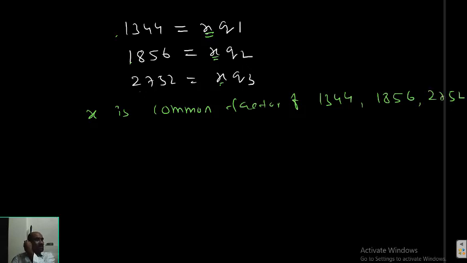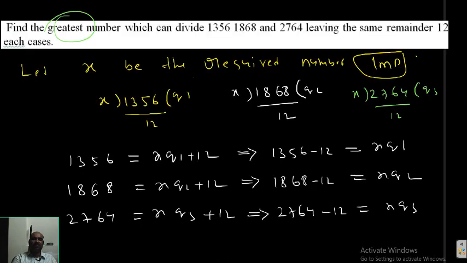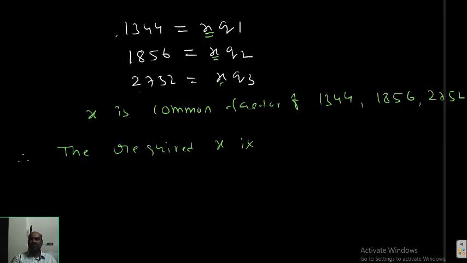But what do you want? Greatest x you want. Greatest x means what? Greatest common factor you want. Here x is a common factor for these three numbers, but greatest x you want. What is the meaning of that? The required x is the GCD of these numbers. Understood? Therefore, required x is, so x is a common factor, that greatest you want, clearly given in the problem, greatest number you want, is the GCD of the numbers. What numbers?